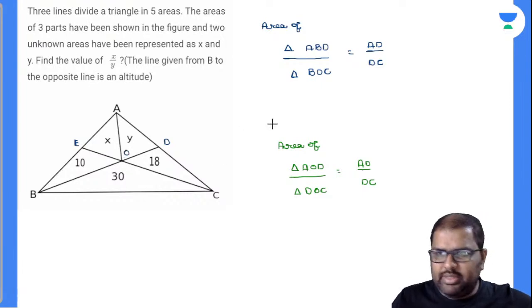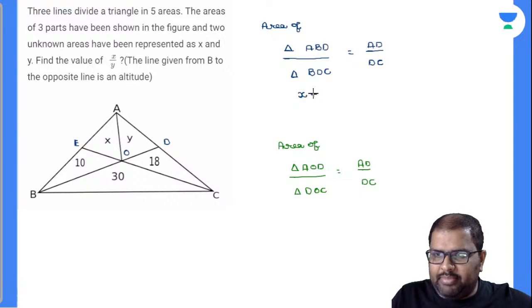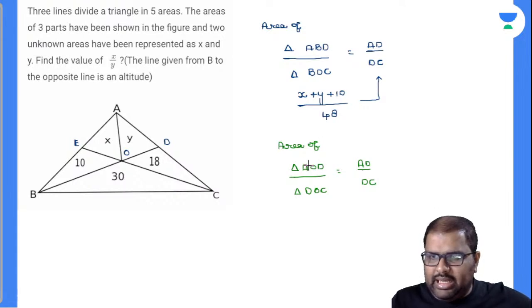Now closely observe: the area of triangle ABD is how much? X plus Y plus 10. Am I right or wrong? Please let me know, ABD's area. Now BOC's area, BDC's area, tell me. Is it 48? Yes, it is 48. Now this is nothing but equal to AD by DC. Now the area of triangle AOD? Is it Y? Yes, it is Y. The area of triangle DOC is nothing but how much? Is it 18? Which is nothing but equal to AD by DC.